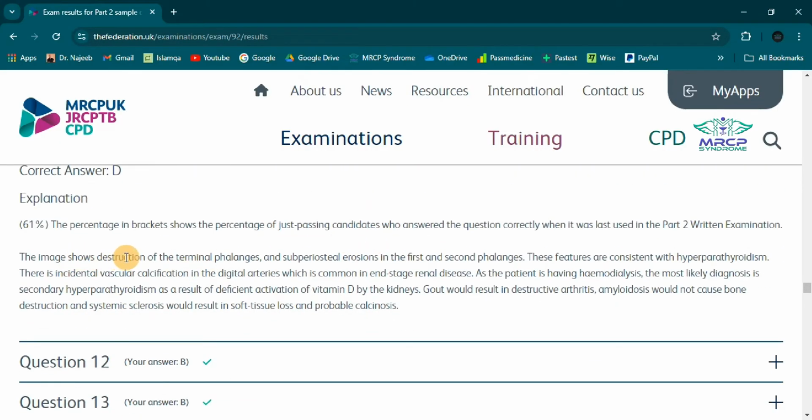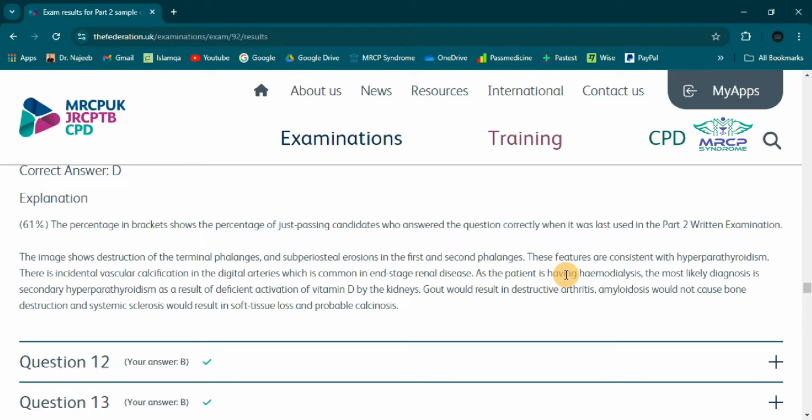The image shows destruction of the terminal phalanges, subperiosteal erosion in the first and the second phalanges. These features are consistent with hyperparathyroidism. There is incidental vascular calcification in the digital arteries, which is common in ESRD.